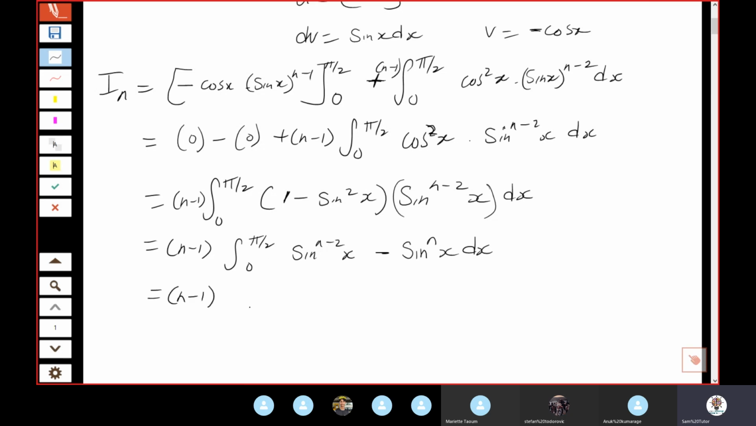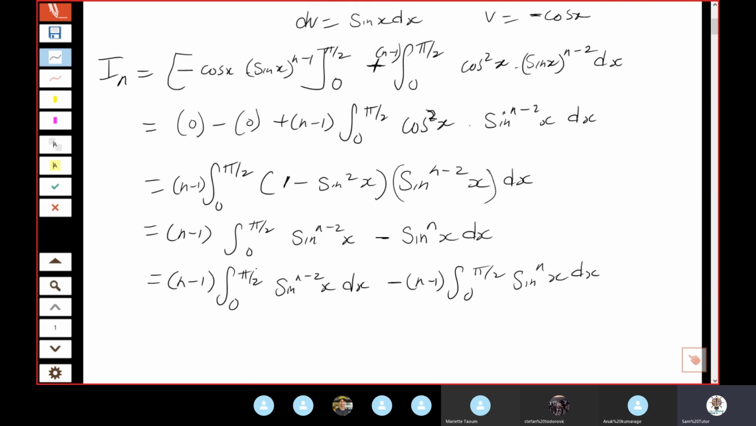The next line is to understand this is n minus 1 multiplied by this and n minus 1 multiplied by this. So n minus 1, integral 0 to pi on 2 of sine n minus 2 x dx, minus n minus 1, integral 0 to pi on 2 of sine n. All I did is split up my integral sign so that you can tell that's one and that's the other. But don't forget, both of them have to have n minus 1. So n minus 1 times this, there it is. N minus 1 times this, there it is.